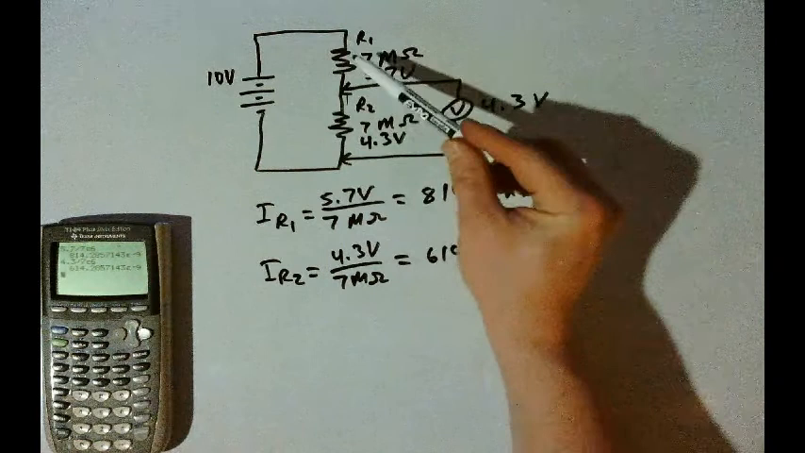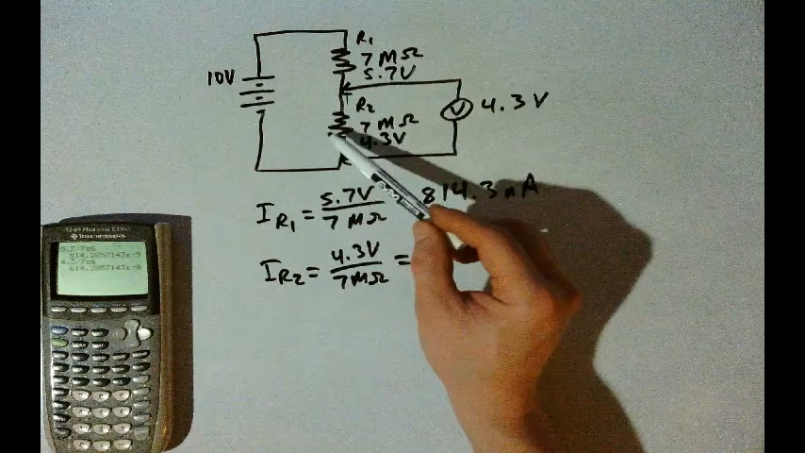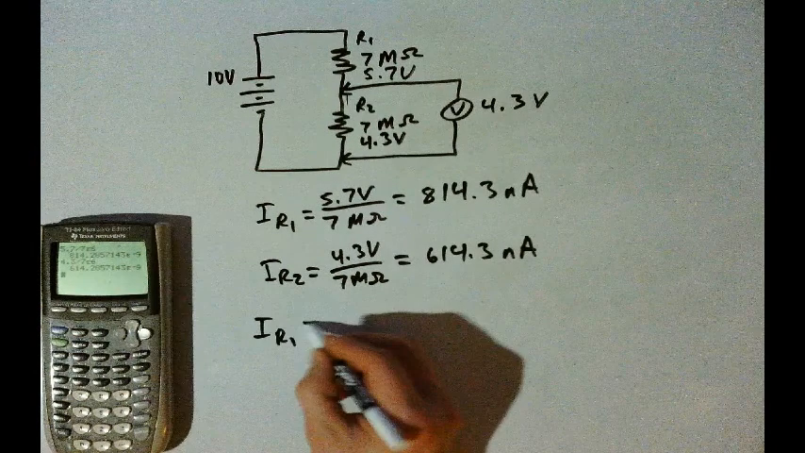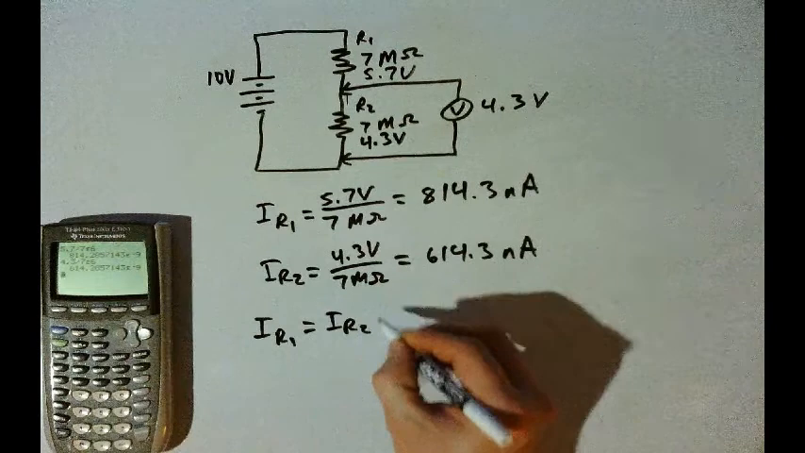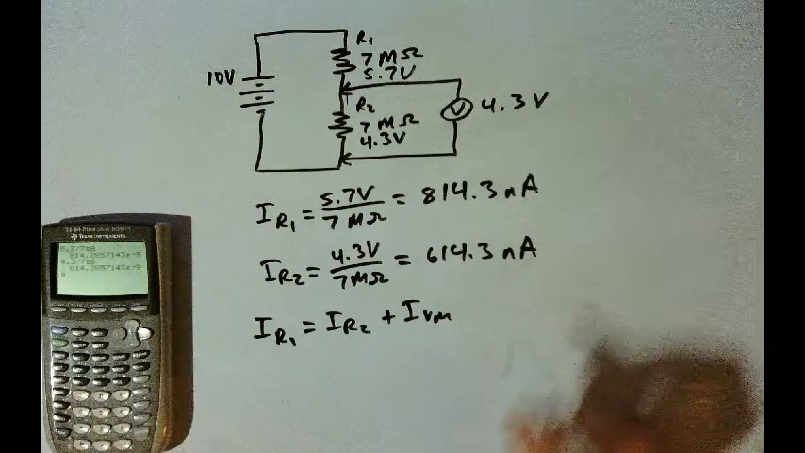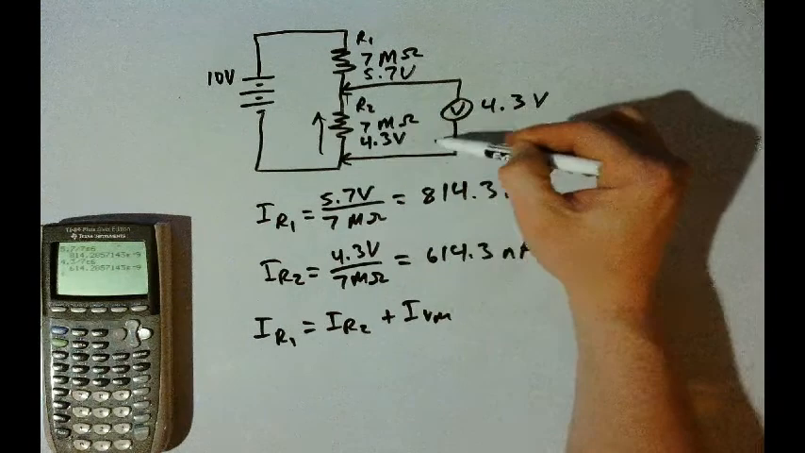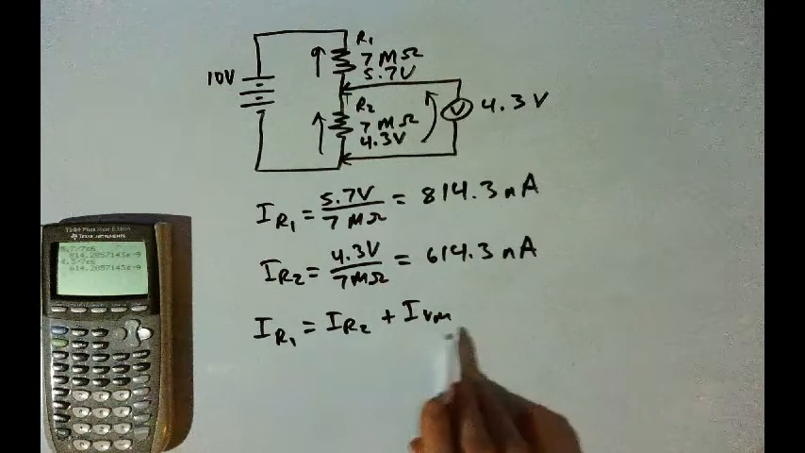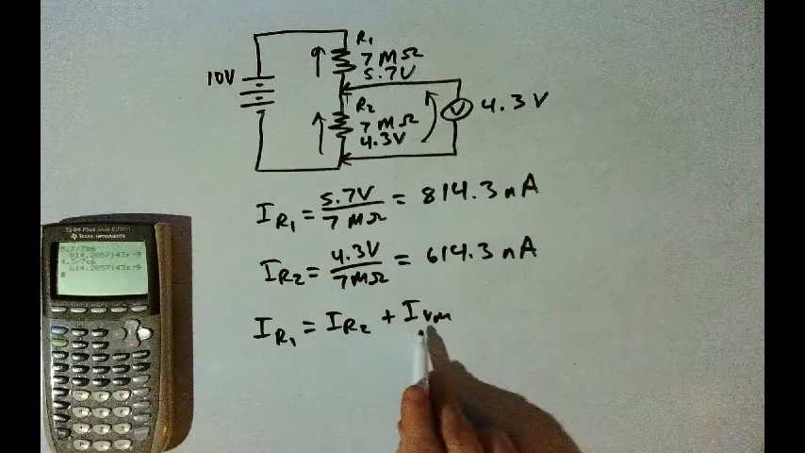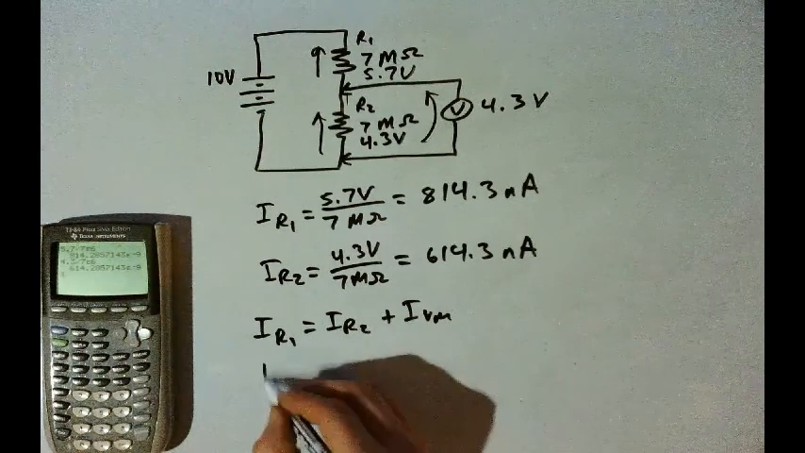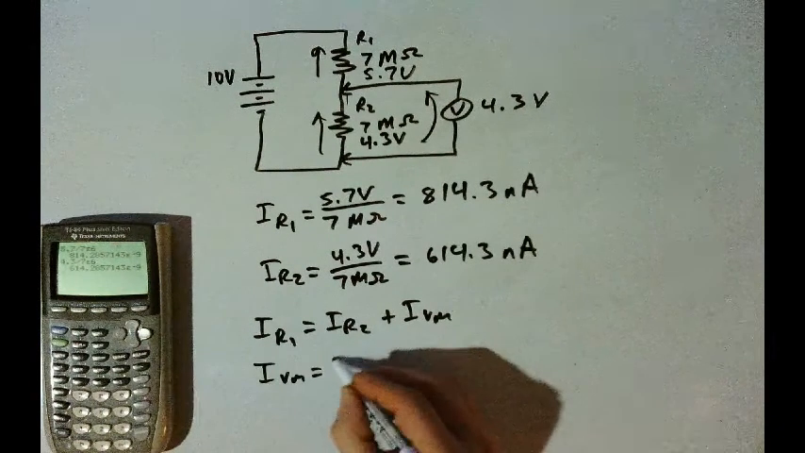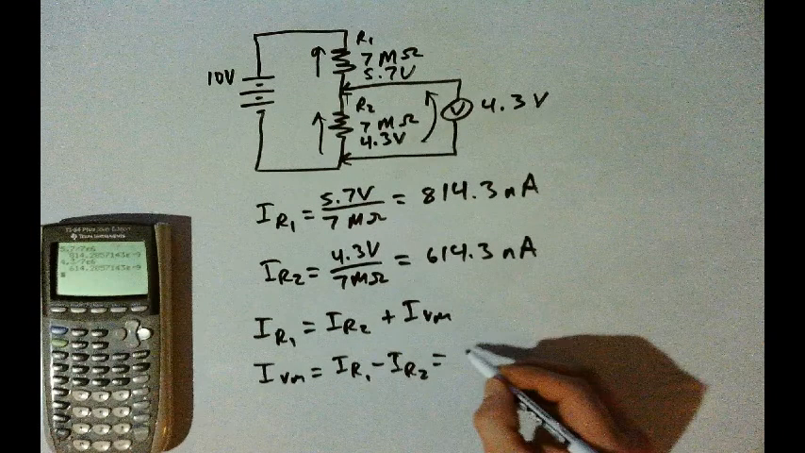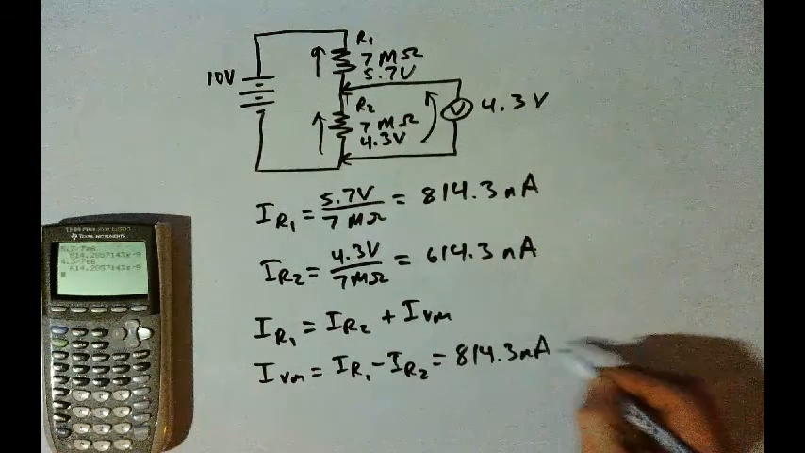We want to know what the current in the voltmeter is, so we'll subtract IR2 from both sides. The current in the voltmeter will be equal to IR1 minus IR2, which will be 814.3 nanoamps minus 614.3 nanoamps. And the current in the voltmeter then will be 200 nanoamps. So this 200 nanoamps plus the 614.3 join together and add up to the 814.3.